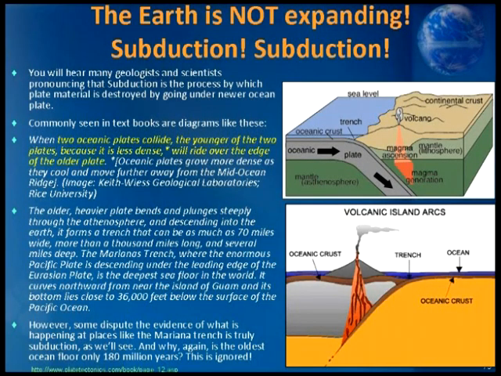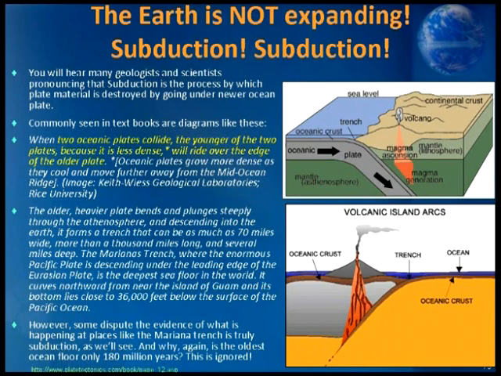Now, if you take this to a geography teacher or to a geologist at a university, they'll say, oh, it's bollocks. It's subduction, as the gentleman at the back was saying. You'll hear many geologists and scientists pronouncing that. Subduction is the process by which plate material is destroyed by going under newer ocean plate. Commonly seen in textbooks are diagrams like these, where you've got the oceanic plate going under the continental plate, and therefore the older plate is destroyed. That's why we don't see evidence of it, according to the textbooks.